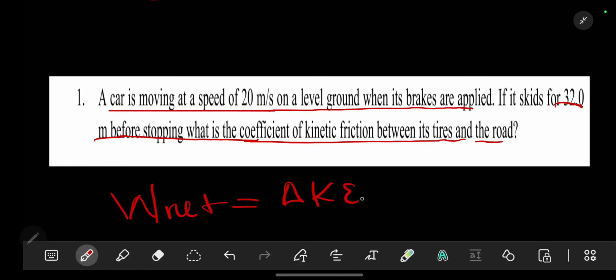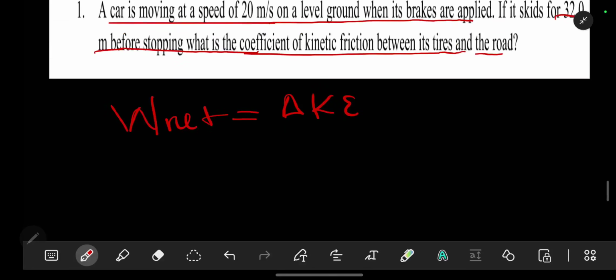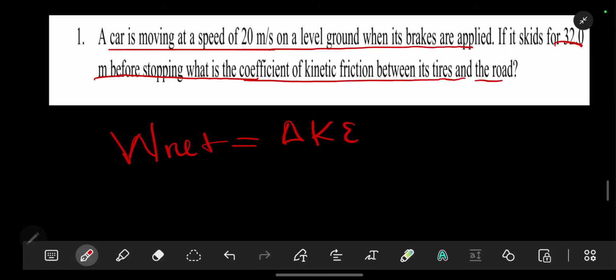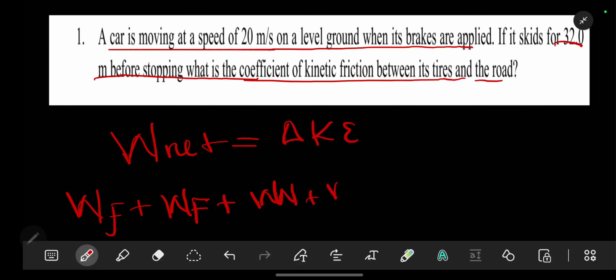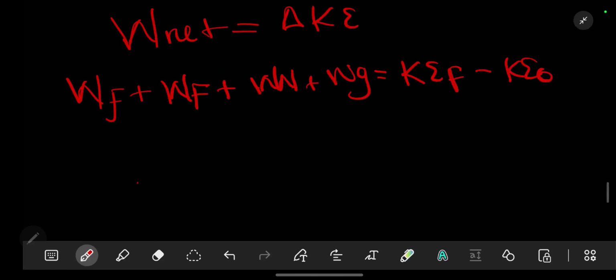So in this case, we are going to say the work done by the frictional force. Remember, the net work is equal to the work done by the frictional force plus the work done by a force, if there is any force, plus the work done by the normal force plus the work done by gravity, which should be equal to the change in the kinetic energy, the final kinetic energy minus the initial kinetic energy.